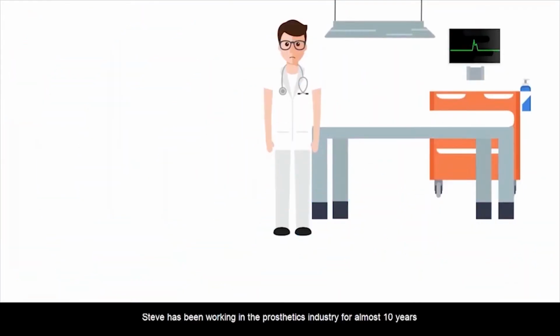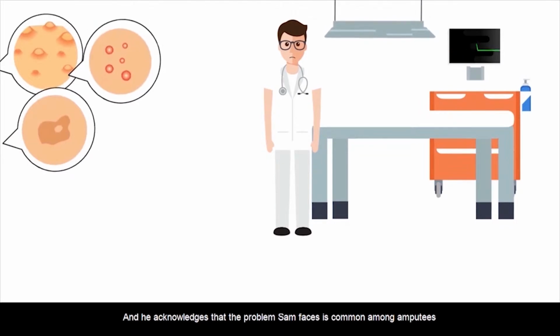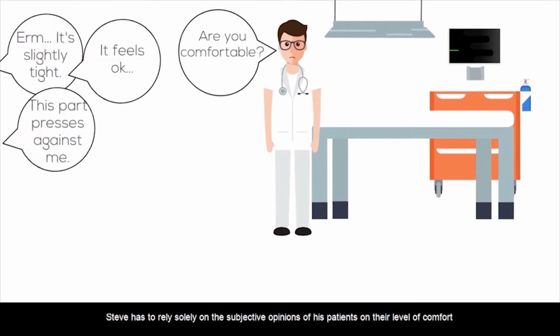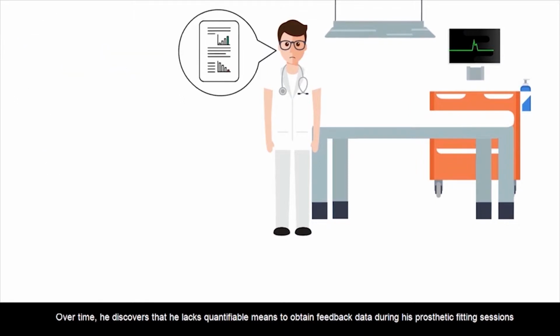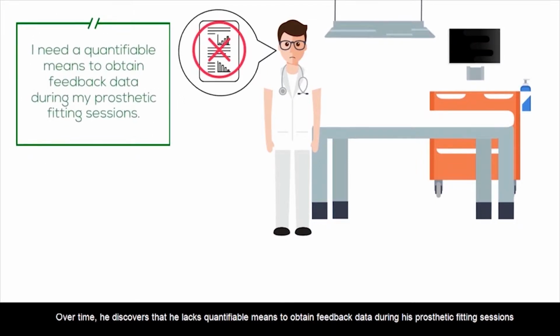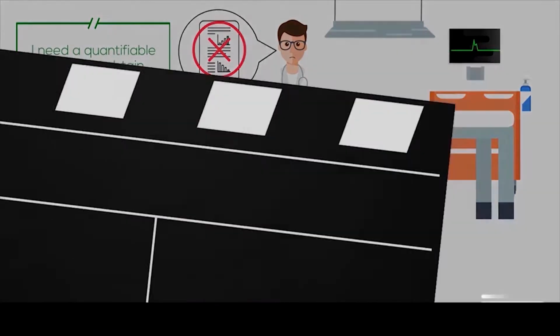Steve has been working in the prosthetics industry for almost 10 years, and he acknowledges that the problem Sam faces is common among amputees. Steve has to rely solely on the subjective opinions of his patients on the level of comfort with prosthetics to make necessary adjustments, which is often not reliable. Over time, he discovers that he lacks quantifiable means to obtain feedback data during his prosthetic fitting sessions, which will help him in designing a socket which fits comfortably on his patient's residual limb.